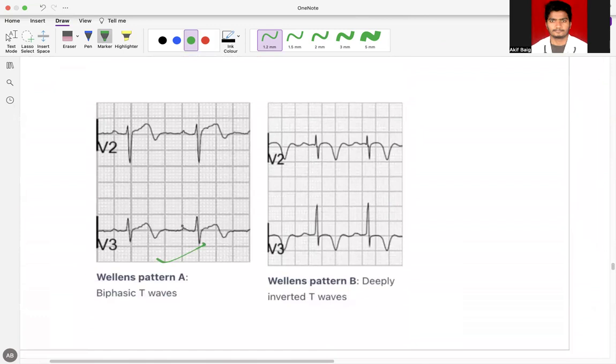You can see this pattern and deep P waves. That is called biphasic T waves. This is called deeply inverted T waves, which is seen in Wellens type B.